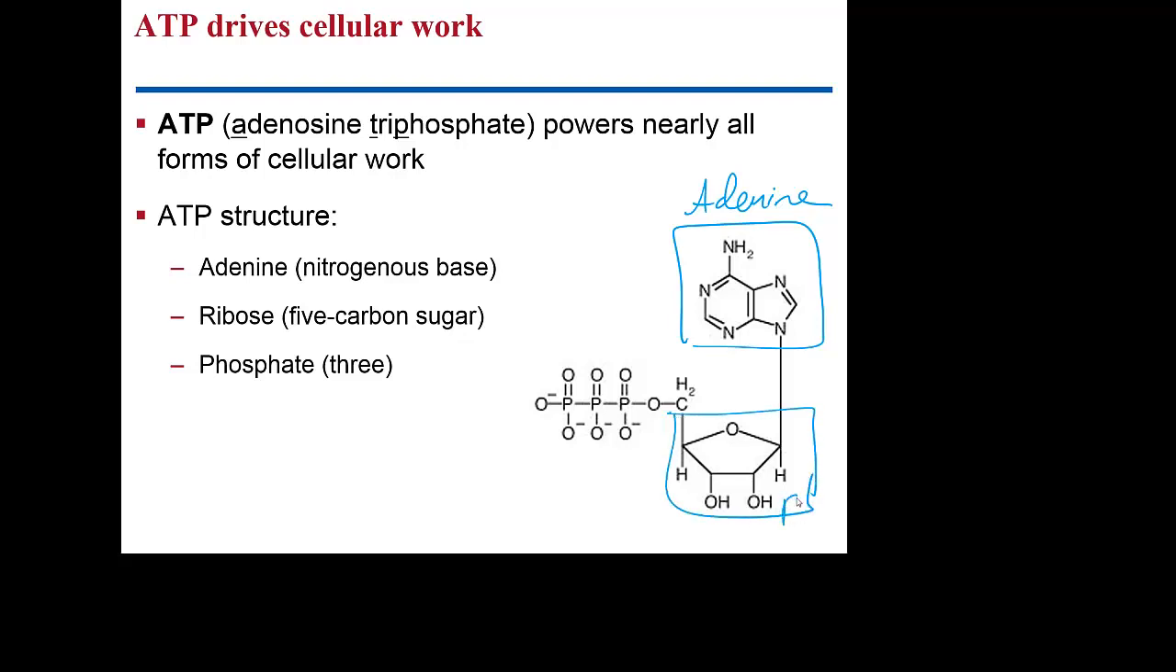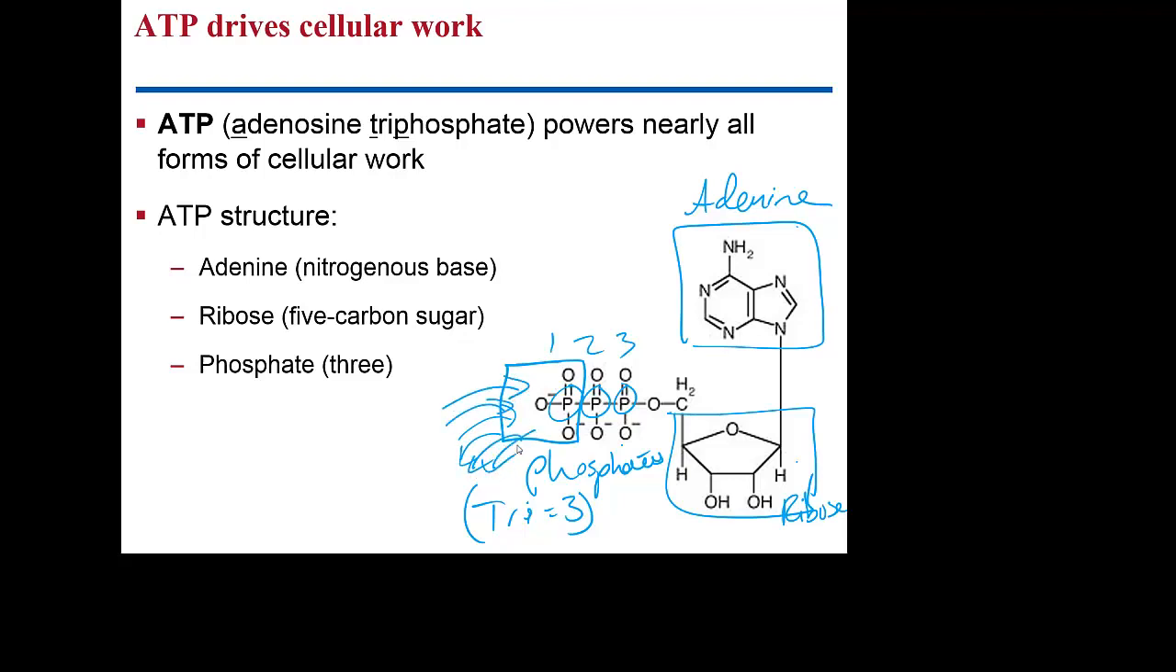We have a ribose, or a sugar, and then we have 3 phosphates. So tri equals 3. So adenosine triphosphate is this group of the adenine plus the sugar plus 3 phosphates. Our focus in biology is this phosphate on the end. The whole process of cell respiration is going to take this phosphate, put it on, take it off, put it on, take it off, put it on, take it off.